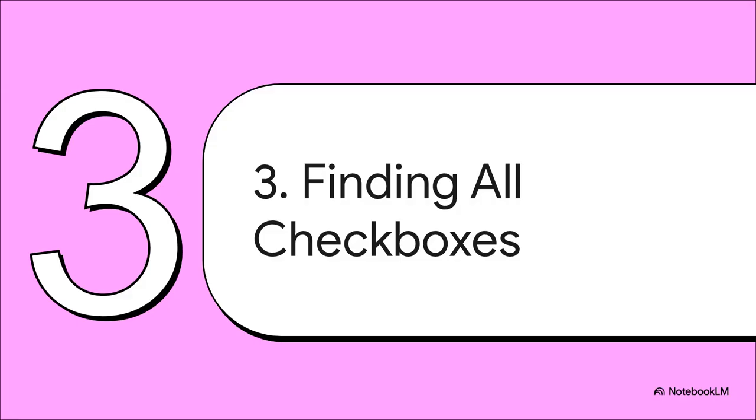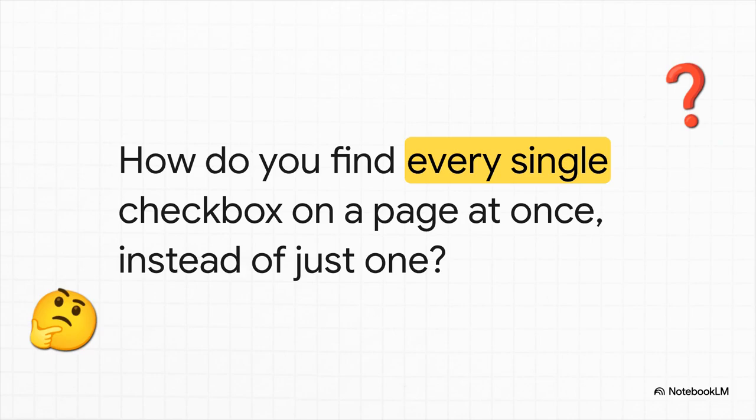Okay, so clicking one box, easy enough. But what happens when you need to deal with a whole bunch of them at once? Maybe you need to verify how many there are, or even click every single one on the page. For that, we need a slightly different strategy. Right away, you can see that a unique ID isn't going to cut it, because we're not looking for just one, we want all of them. So the challenge changes from finding that one needle in the haystack to grabbing the entire bundle of needles all at once. So, how do we do that?